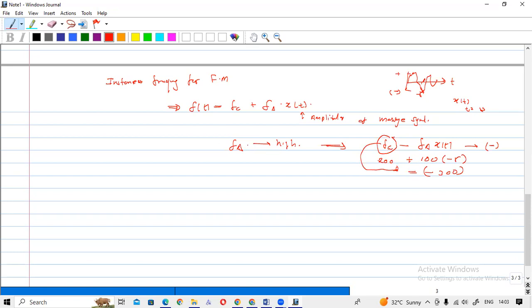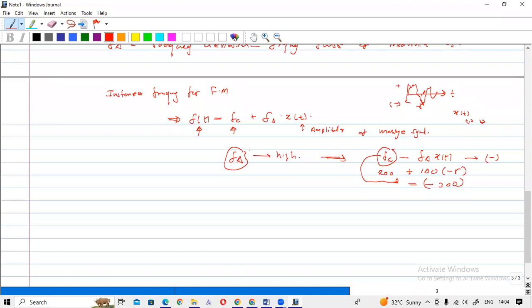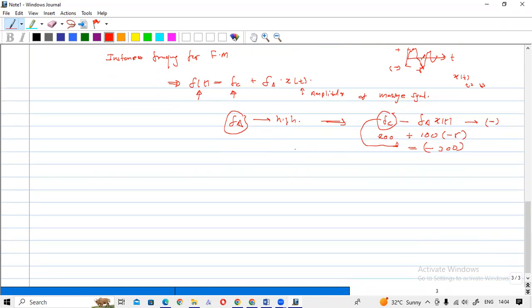So this f delta defines the frequency shift actually, how much the instantaneous frequency shifts from the carrier signal. That is why I explained that it determines the frequency shift of the modulated signal. I think you could understand that one.